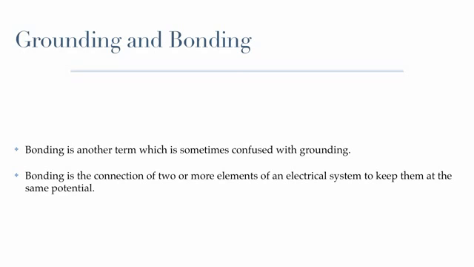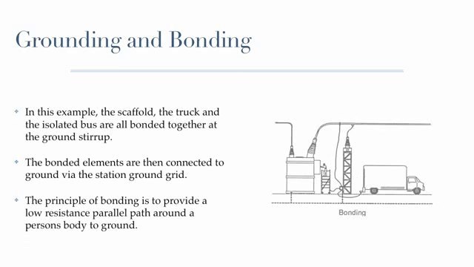Bonding is another term which is sometimes confused with grounding. Bonding is the connection of two or more elements of an electrical system to keep them at the same potential. In this example, the scaffold, the truck, and the isolated bus are all bonded together at the ground stirrup. The bonded elements are then connected to ground via the station ground grid. The principle of bonding is to provide a low-resistance parallel path around a person's body to ground.